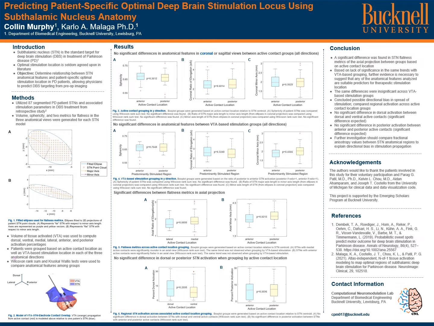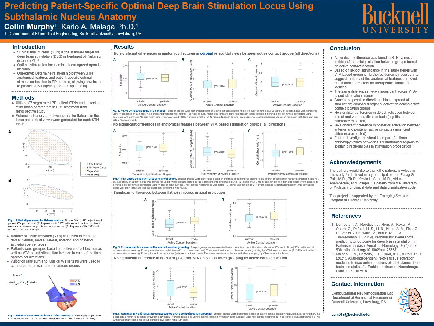STNs were placed into two groups for each of the three anatomical directions based on DBS electrode active contact location, and anatomical features were compared between groups. The same procedure was followed with grouping based on predominant stimulation location calculated with activation percentages.